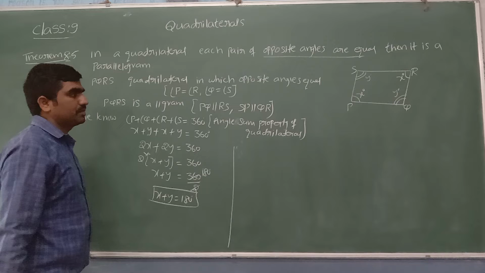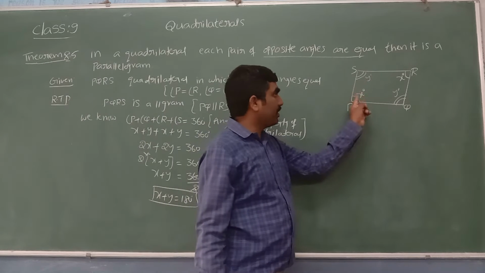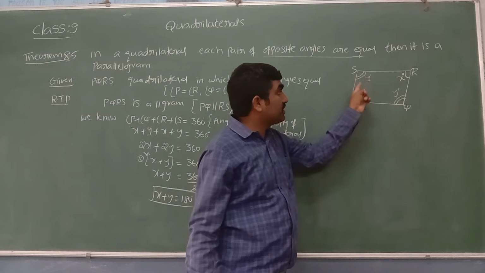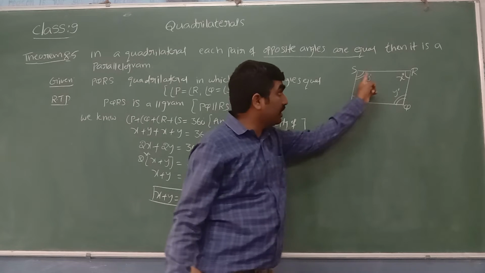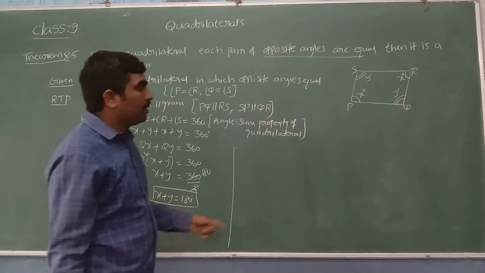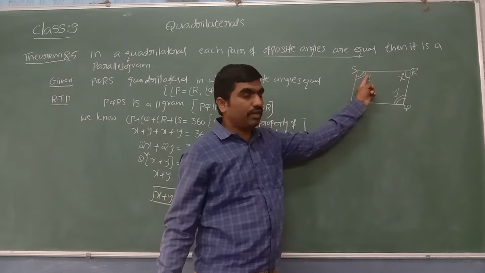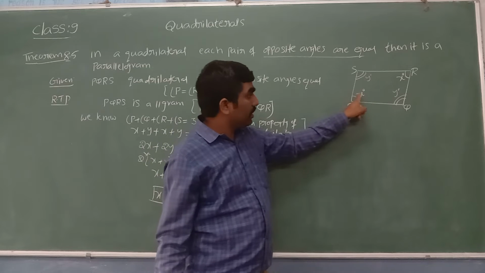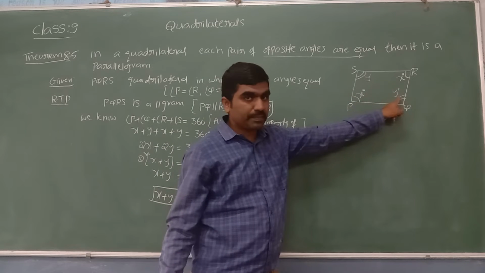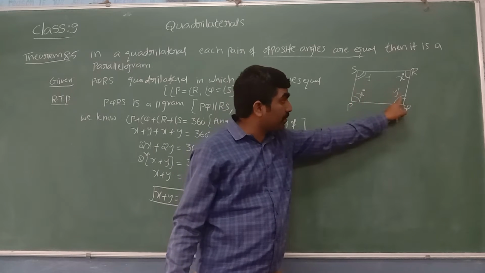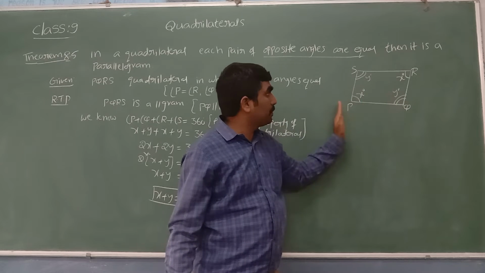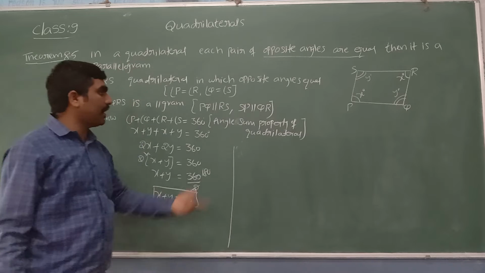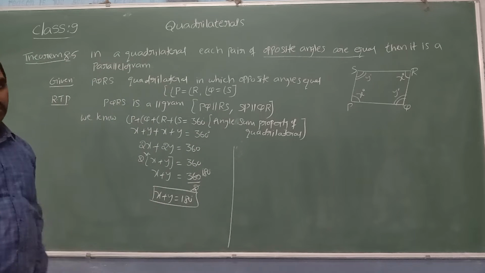Then let me write here next. X plus y is equal to 180 means what? How are these two angles? Sir, they are co-interior angles. Co-interior angles are supplementary. X plus y is equal to 180. You can see that SR is parallel to PQ. Similarly, this x plus y is equal to 180. Co-interior angles supplementary. From this we can say that PS is parallel to QR. When two pairs of opposite sides are parallel, then it is called a parallelogram.